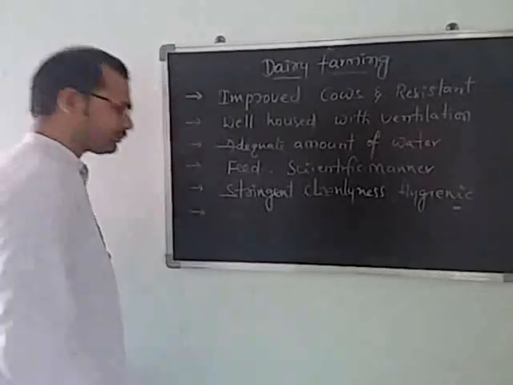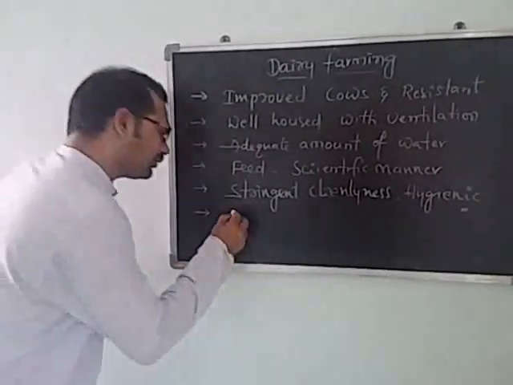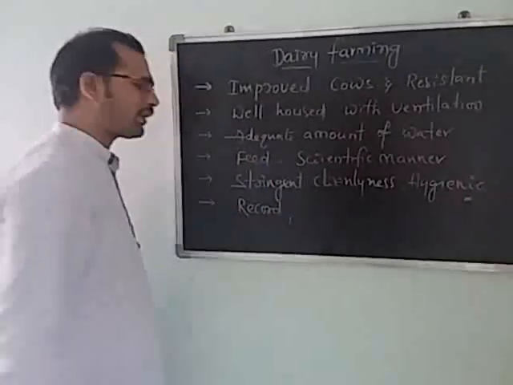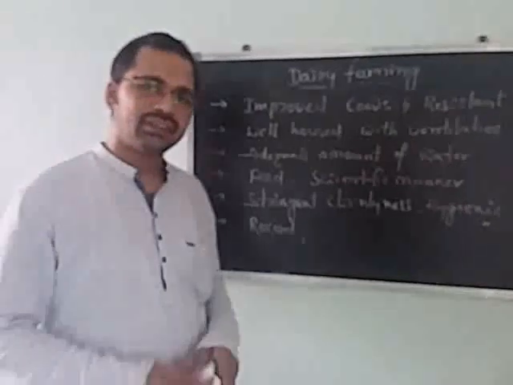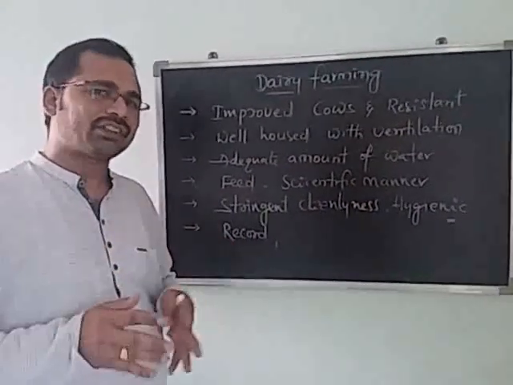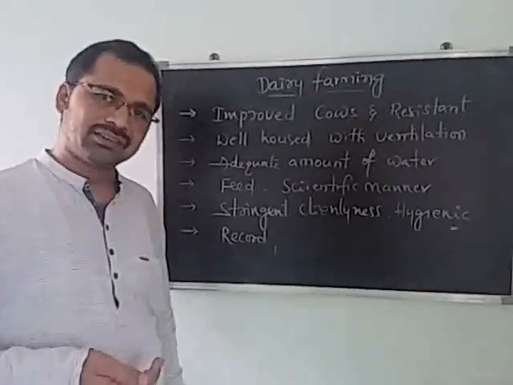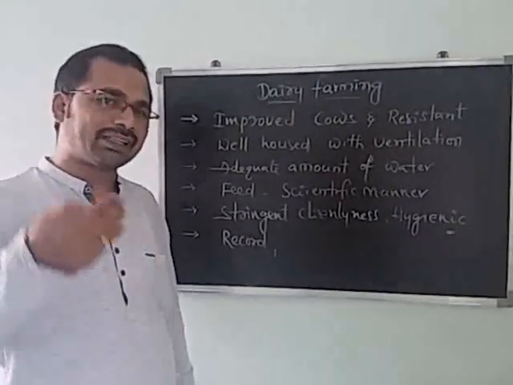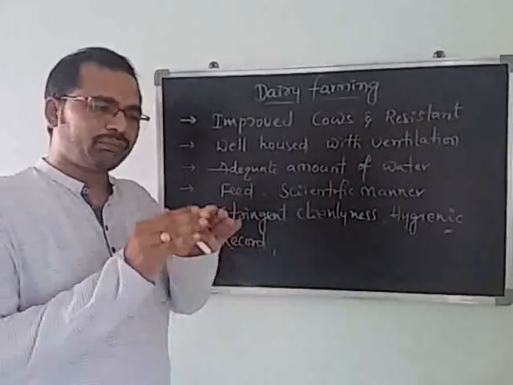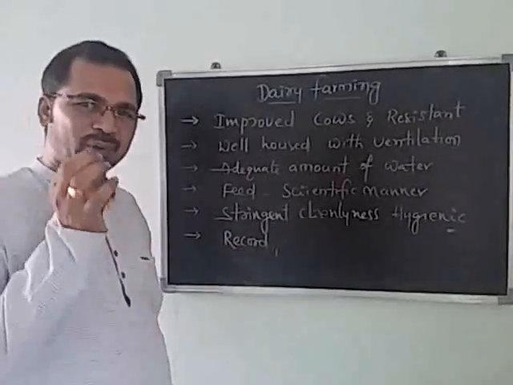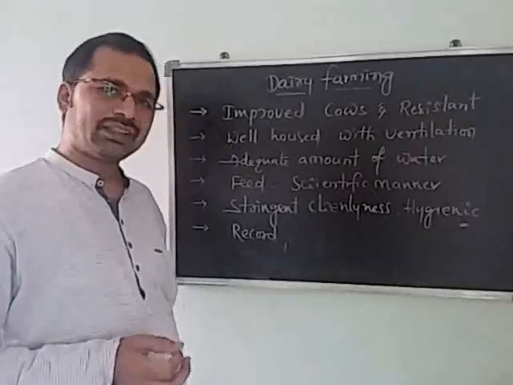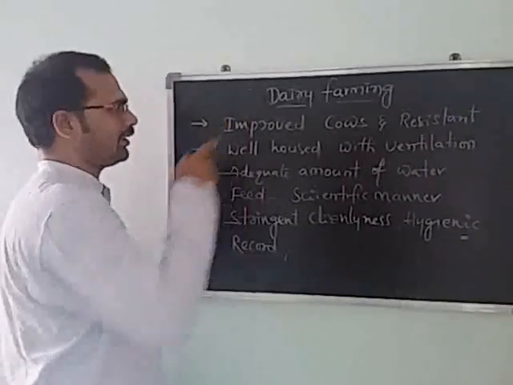Next, another one: provide proper records. What is the record? How many animals we introduced, how many are affected with disease, how much milk is produced today, how many liters produced, how much we transported. Everything we maintain in one record. It's a very important step in the dairy farm, and we can get good profit. That's why records are maintained.